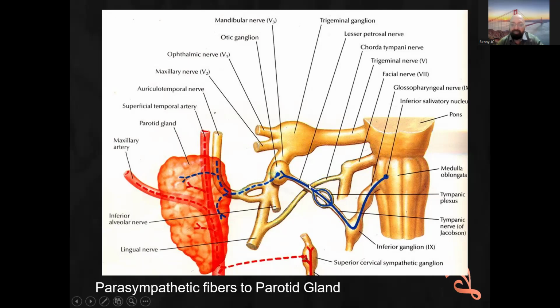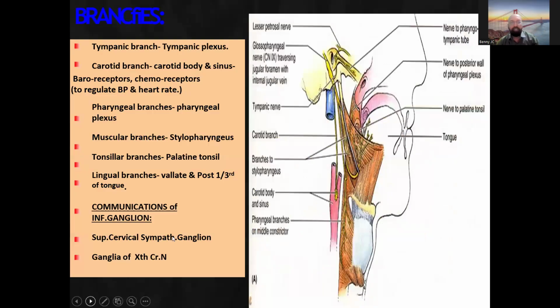This lesser petrosal nerve carries the parasympathetic signals to relay in the otic ganglion, which is lying on the trunk of the mandibular nerve. From the otic ganglion, we know the postganglionic fibers pass through the auriculotemporal nerve into the parotid gland. So that is how the secretomotor fibers reach the parotid gland through the glossopharyngeal initially, and then of course it synapses in the otic ganglion, thereafter through the mandibular. So next we have to see the branches.